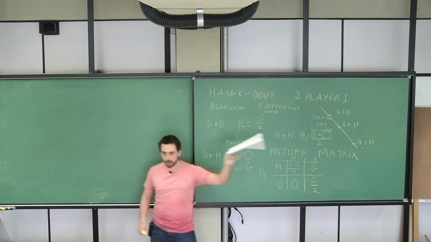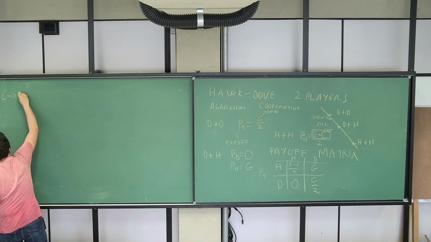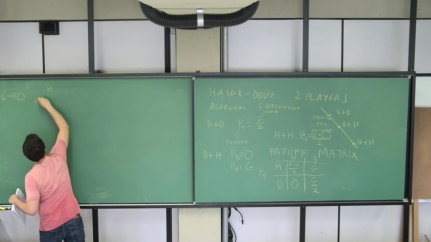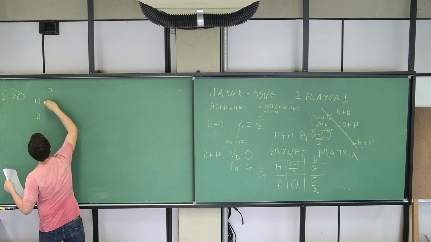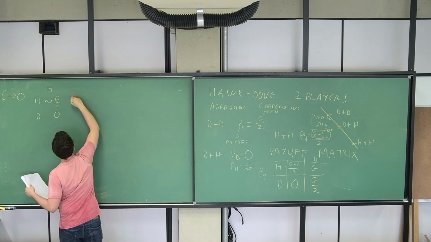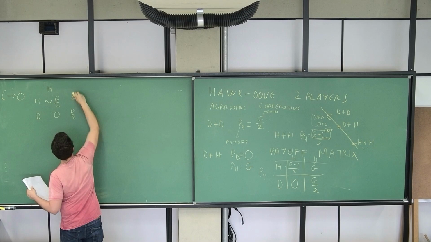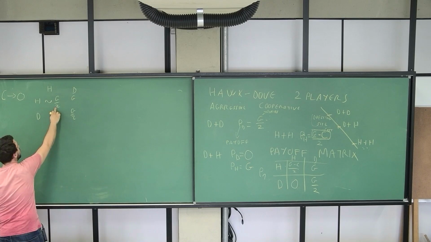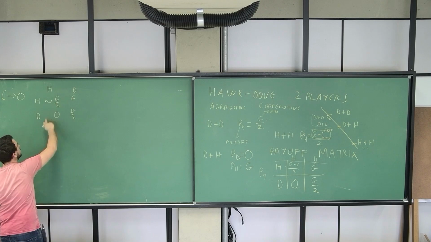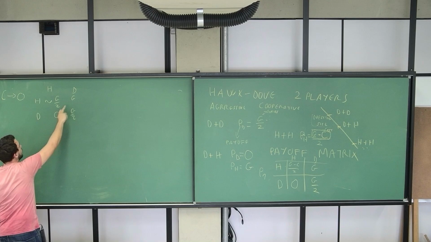For instance, if the cost goes to 0, there is no cost in fighting for the hawks. I think you can intuitively imagine what's going to happen. The payoff matrix is going to look something like G over 2, 0, G, G over 2. Therefore, if I'm a hawk and I play against a hawk, I get G over 2. If I'm a dove and I play against a hawk, I get 0. And so being a hawk is better if you play against a hawk.